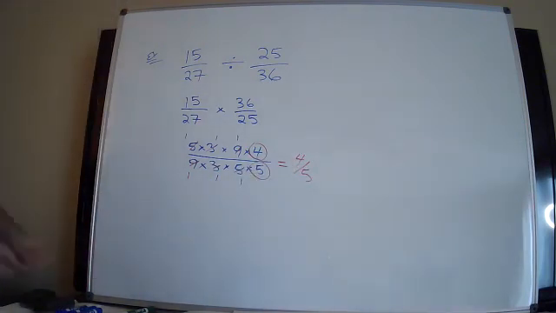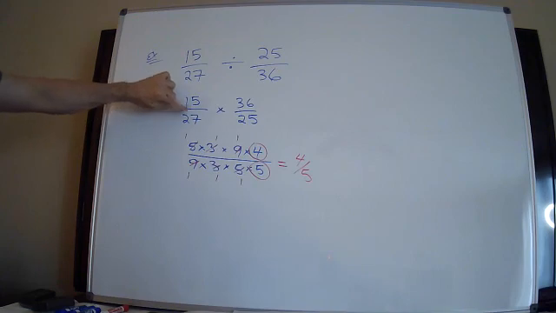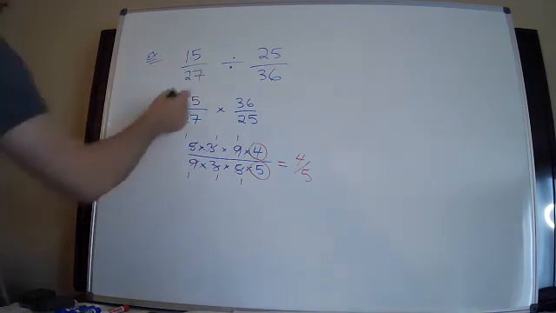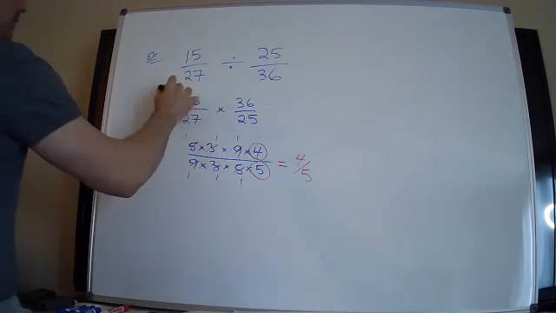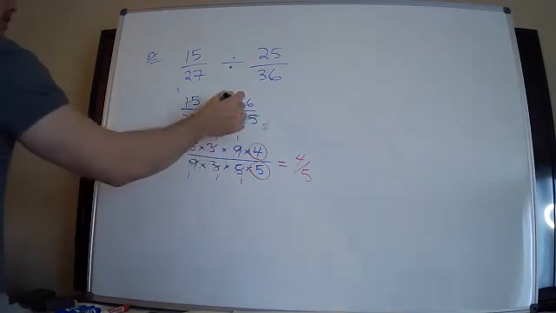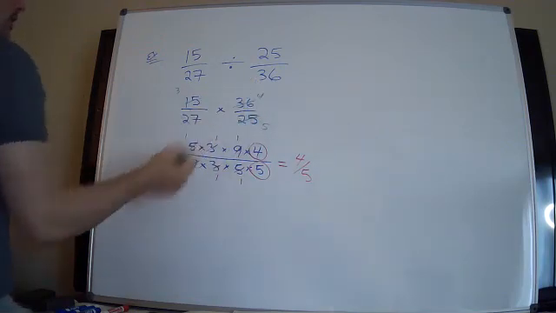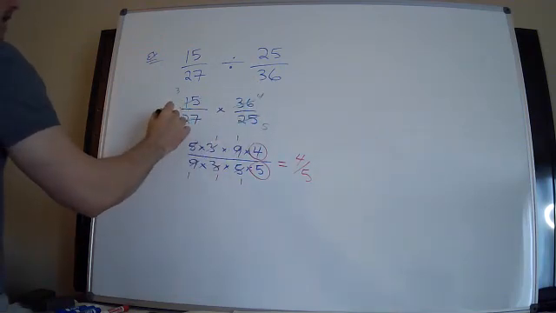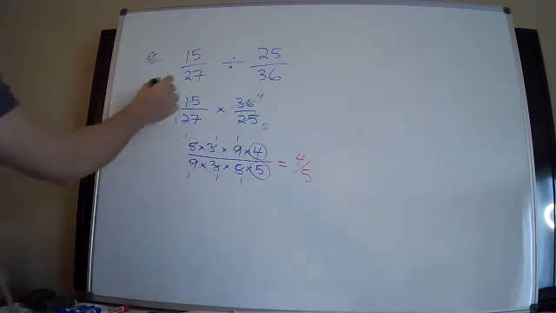So now, like I said, if you spotted up here that 9 goes into this and 9 goes into this, you could have done it in one move. You could have said, okay, 15 divided by 5 is 3. 25 divided by 5 is 5. 36 divided by 9 is 4. 27 divided by 9 is 3. Oh, 3/3. 3 divided by 3 is 1.